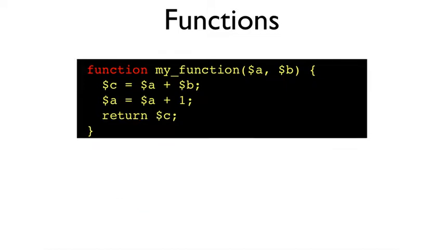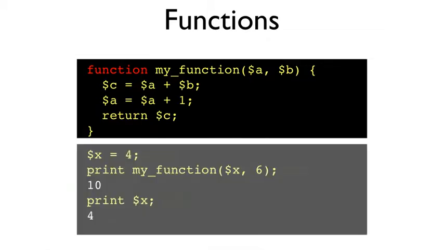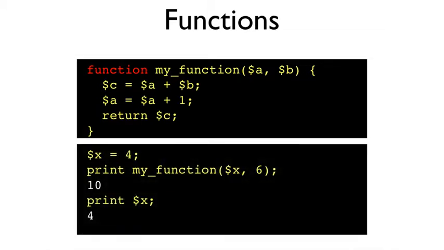Let's have a look at how our example function will behave when used. At the bottom here we have a variable x that we're setting equal to 4, and then calling print my_function with the variable x passed as the first parameter and the number 6 passed as the second parameter. Inside of my function's call now, the variable a will be equal to the variable x, which is going to be the value of 4. The parameter b will be equal to the number 6. So we'll see that c is going to get set to 4 plus 6, which is 10, and then that value will be returned. So the result of print my_function will be the number 10.